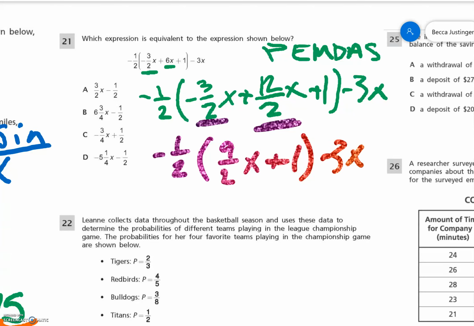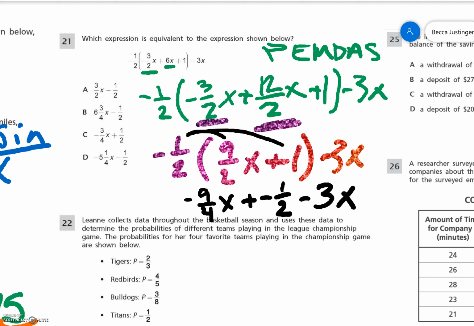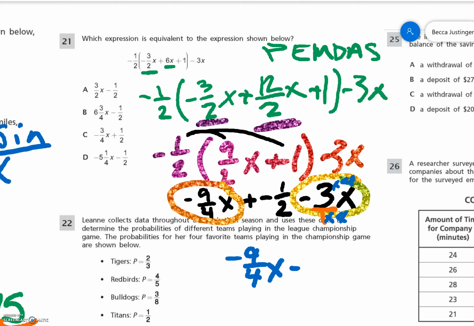And then we got to distribute. -1/2 times 9/2 is going to be -9/4 x plus -1/2 minus 3x. So now I can combine like terms. I got -9/4 and -3 with x's. So I'm going to turn that 3, put it over 1 to fourths. So that's going to be times 4 times 4. So I have -9/4 x minus 12/4 x minus 1/2. So I know it's going to be minus 1/2.